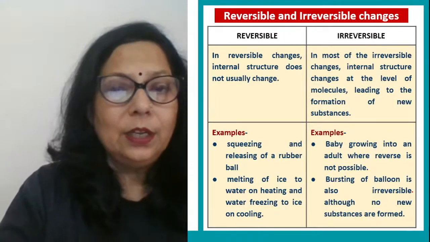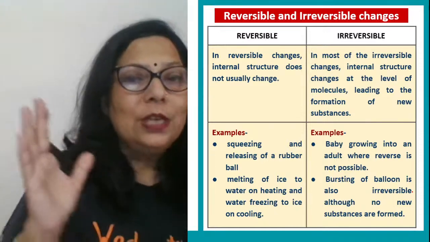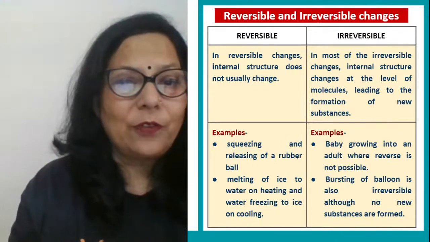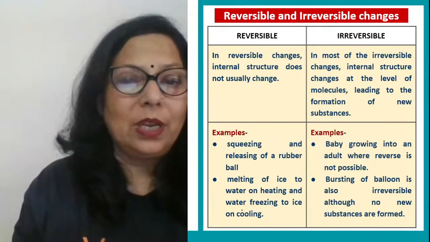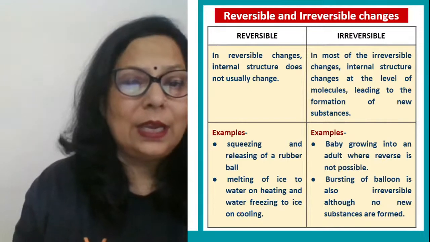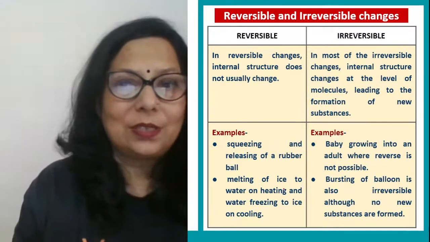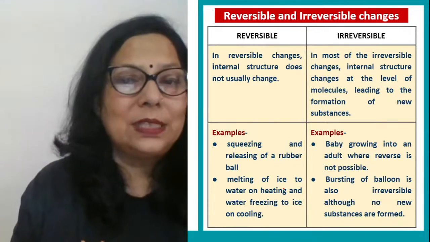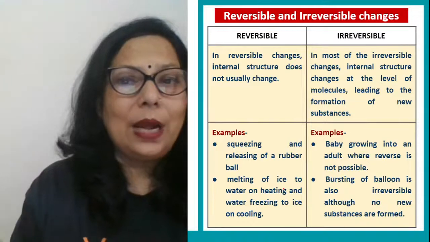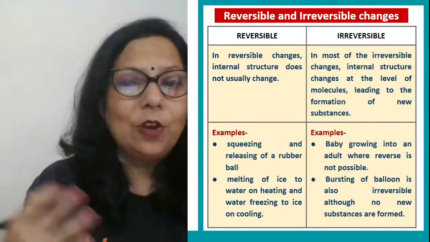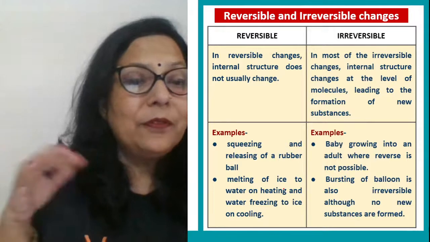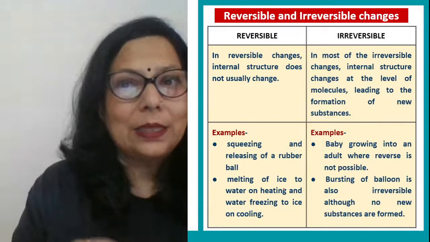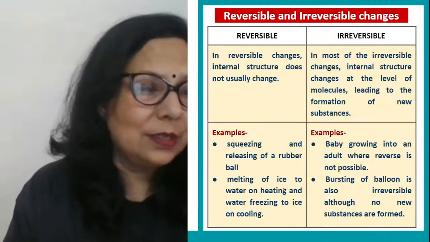We have already done it. So reversible changes are those जिसमें हमें वो substance वापस मिल जाए. For example, squeezing and releasing of rubber, melting of ice or ice cream, or water on heating and water on freezing. Only the state changes. Irreversible glass है, टूट गया. Irreversible है, but physical change है. Baby growing into an adult, irreversible है. Bursting of balloon, irreversible है, but physical है. So कुछ changes irreversible के साथ physical हो सकते हैं, but ज्यादातर irreversible changes are chemical changes.